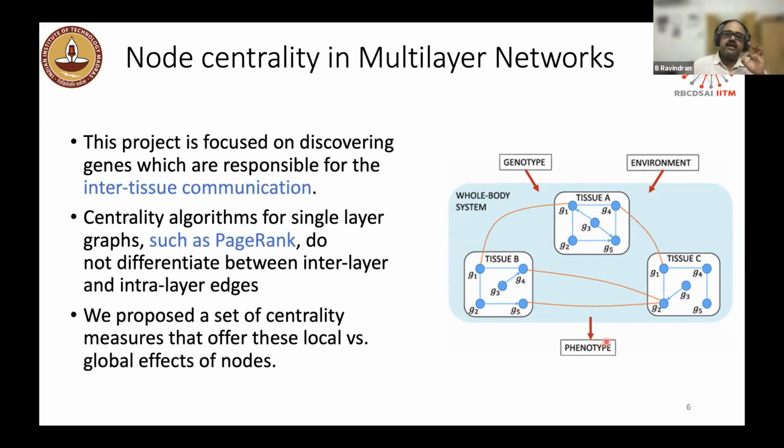And then we wanted to look at nodes that are important only for this inter-layer communication, not the intra-layer communication. The classical ranking algorithms for nodes, like PageRank and so on, typically do not differentiate between interlayer and intralayer edges. So we proposed a set of centrality measures that offer this kind of local versus global effect of nodes.